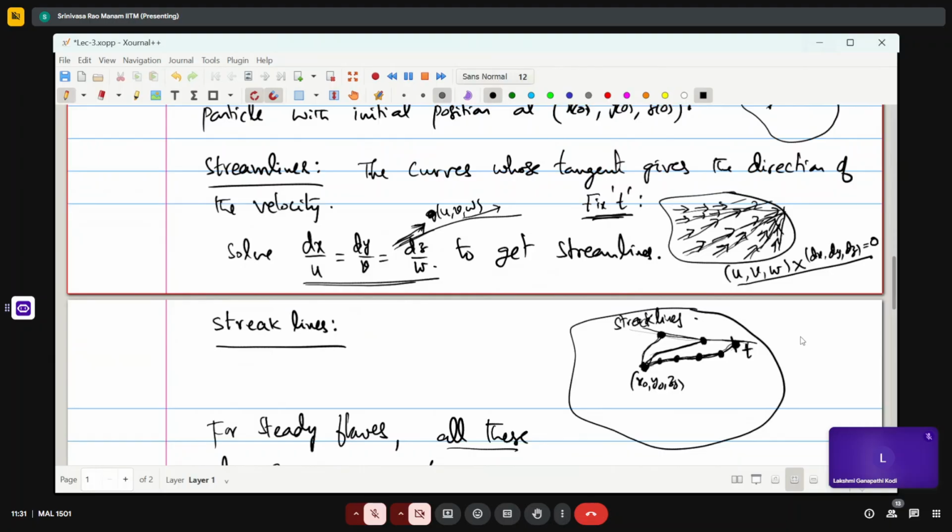This is your velocity vector, and this is the tangent to the streamlines. Streamlines are curves whose tangents are dx by dt, dy by dt, dz by dt. This tangent and your velocity are coinciding, so the cross product is 0, and that will give you this. So you try to solve it. How do you solve this system of equations?